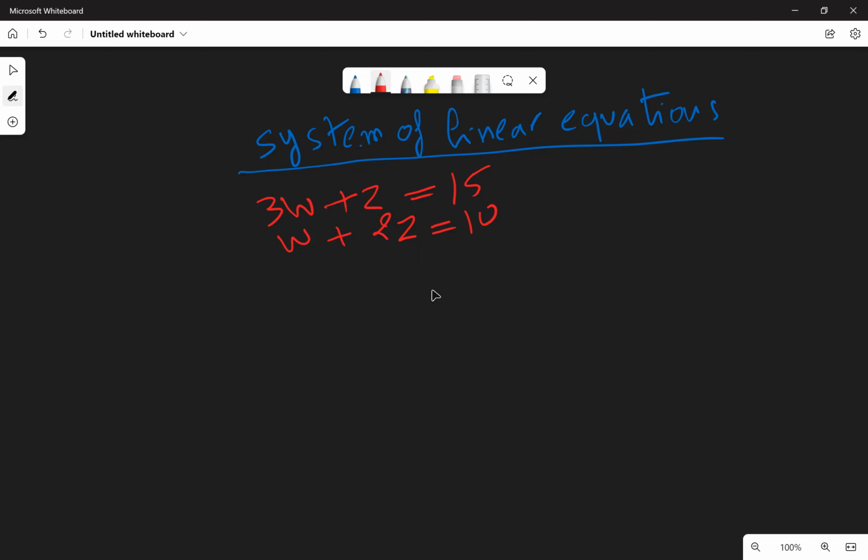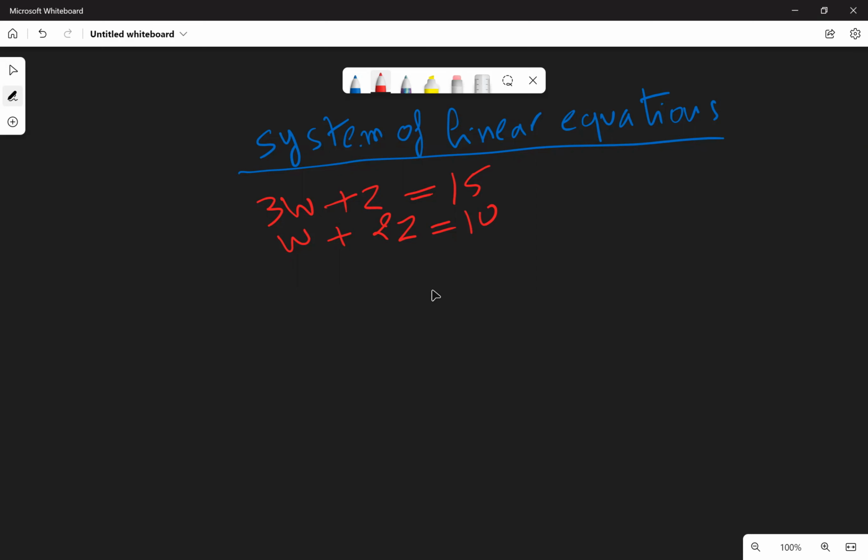What the substitution method means is that you write one variable in terms of another variable in one of the equations, and then once you find the value of that variable in terms of the other variable, you substitute it into the second equation, and then you end up having to solve for only one variable. This will probably sound a little complicated, but once we do an example, you'll see what I'm talking about.